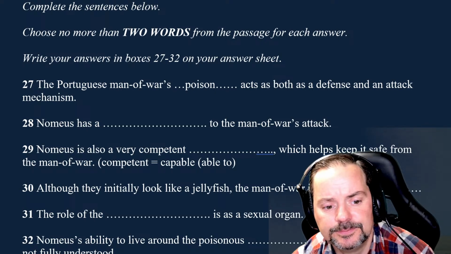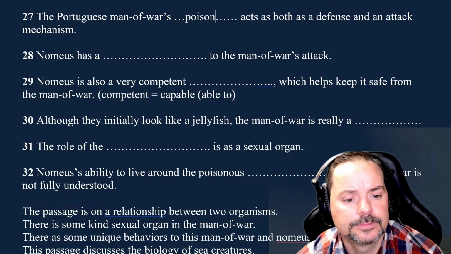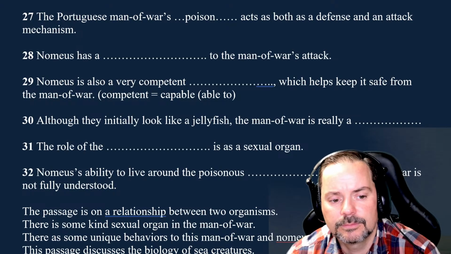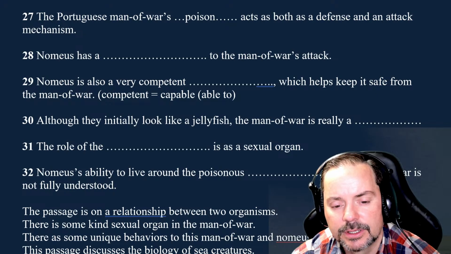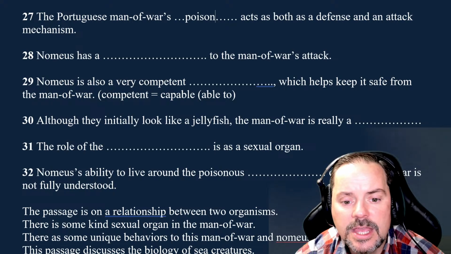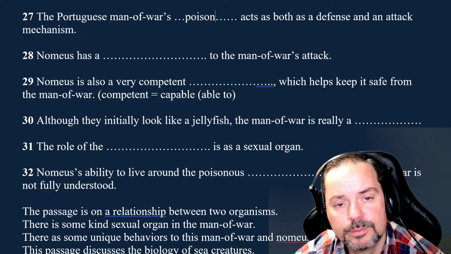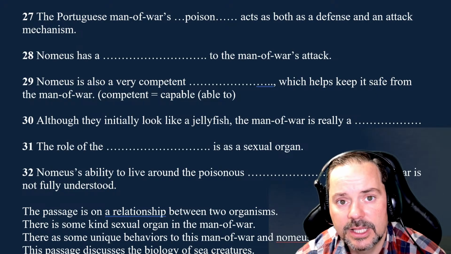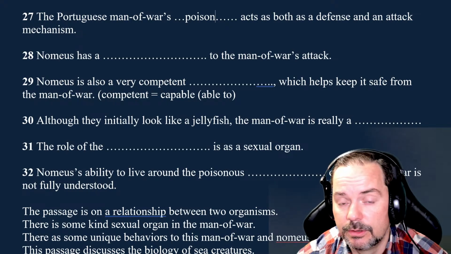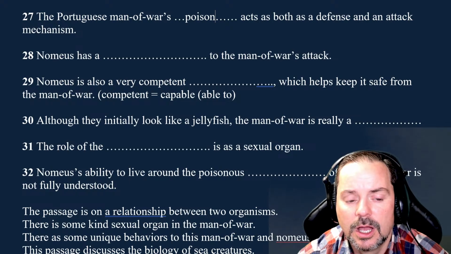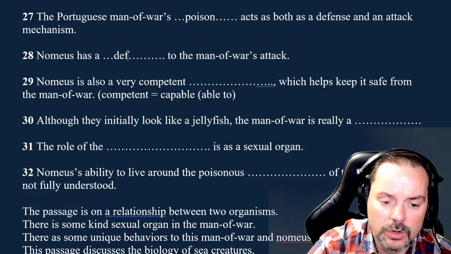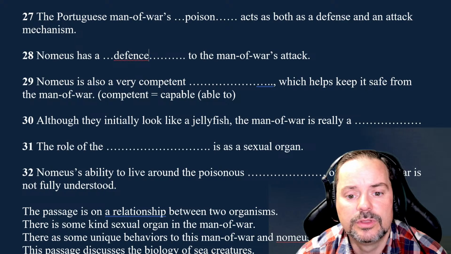Okay, number 28. Nomius has a blank to the man of war's attacks. What do you think goes in there? Nomius has a something to the man of war's attack. Like something to defend. Yeah, exactly. So good. So your brain is super smart, V, and not just V, but everybody out there. Your brains are quantum computers. Literally, they're quantum computers, and we're ridiculously smart as humans. So when you have a thought, like you said, you said defense, right? Yes. Okay, so Nomius has a defense to the man of war's attack.